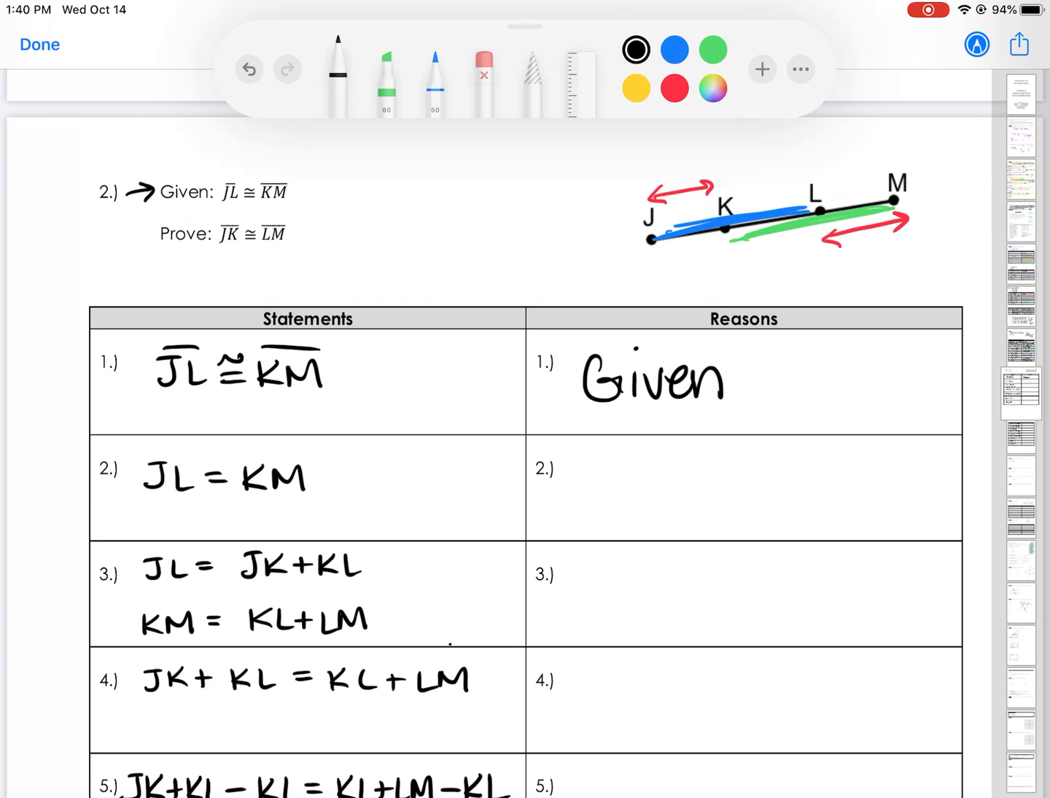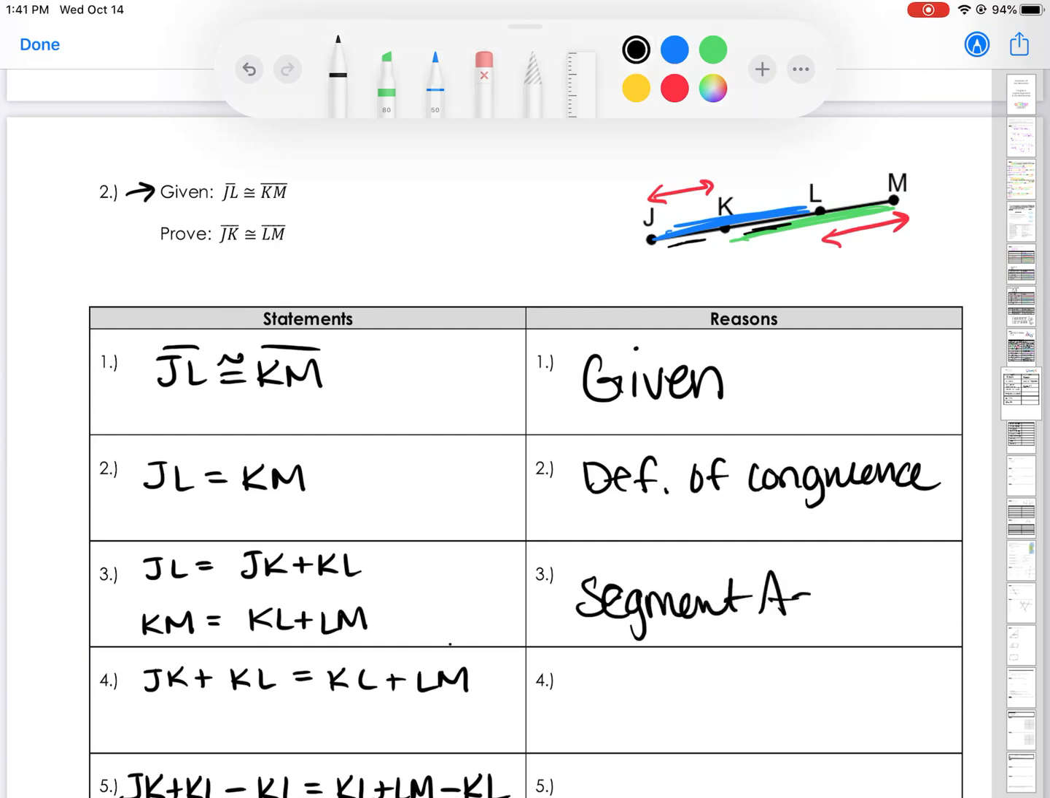So obviously, we're given the given in the very first portion. It's the same thing written twice, so we write given. You're always going to put given as your first option. We're switching from congruent to equals, so that is definition of congruence. The next thing we are doing is using segment addition here. We're saying that all of JL is made up by adding the two smaller portions, JK plus KL, and all of KM is made up by adding the two smaller portions, KL plus LM. So that is going to be segment addition.